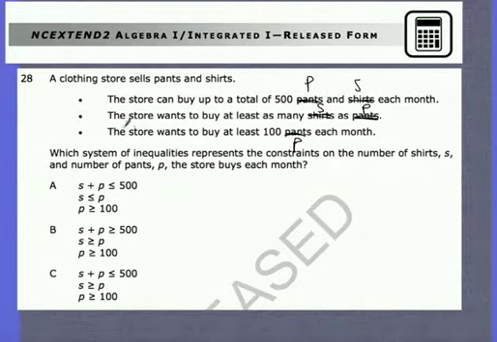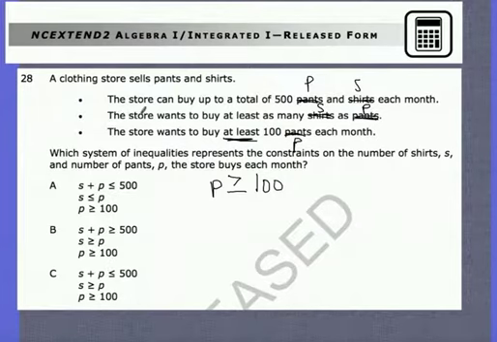I think the easiest one to start with is the store wants to buy at least 100 P each month. So that means that P is going to have to be at least, which means greater than or equal to 100. So all of these have P greater than or equal to 100.